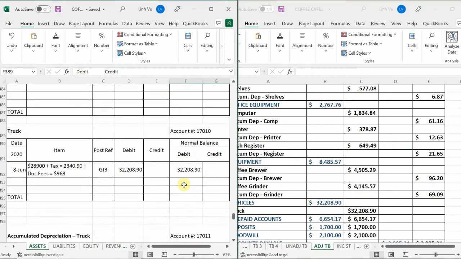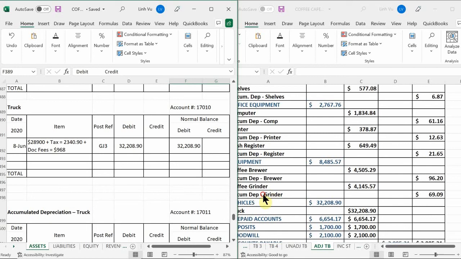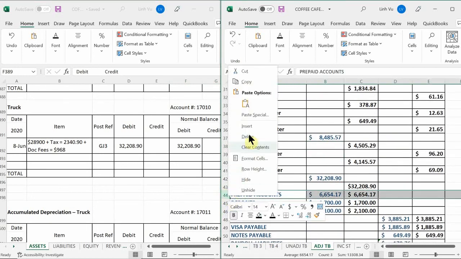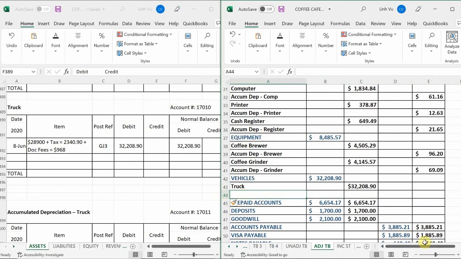Last but not least, vehicles. I have an accumulated depreciation for the truck.